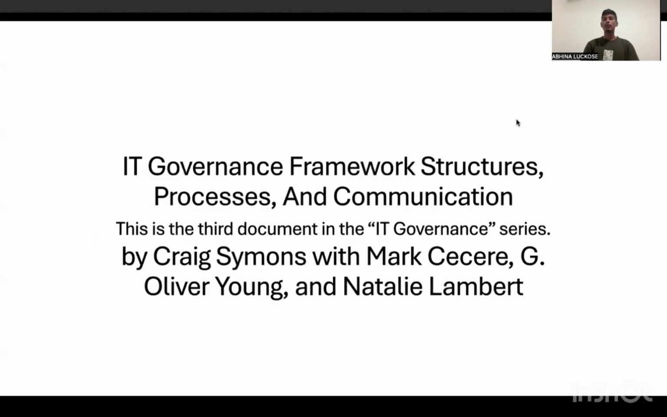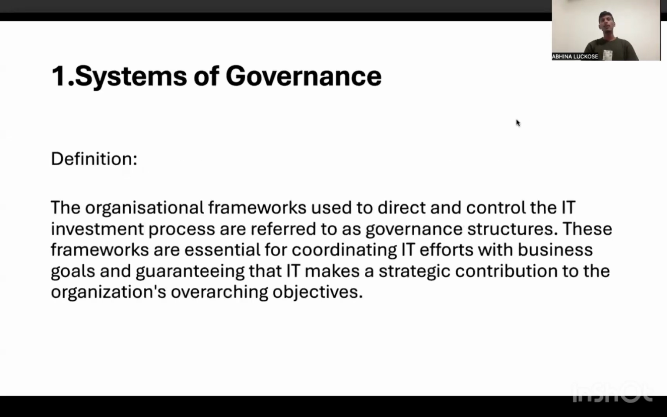I'm Skaria Paul Sabu, and the article we are discussing today is IT Governance Framework Structures, Processes and Communication. This is the third document in the IT Governance series by Craig Simons. The first concept to discuss is systems of governance.